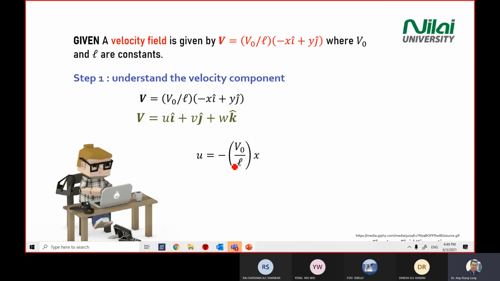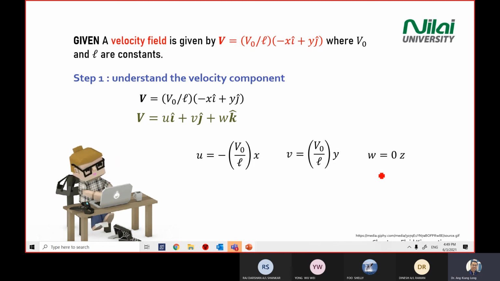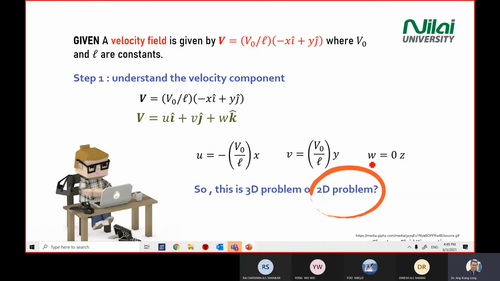So when I write my U equal to minus V0 divided by L times X, I copy from side by side. I get my U, I get my V equal to U0 over L times Y, and of course, my W is 0. There is a value for W, although this one is a 2D case. When you want to represent a 2D case, the value of W is 0. Okay, there's no Z there. So again, this is a 2D problem that we mentioned just now.